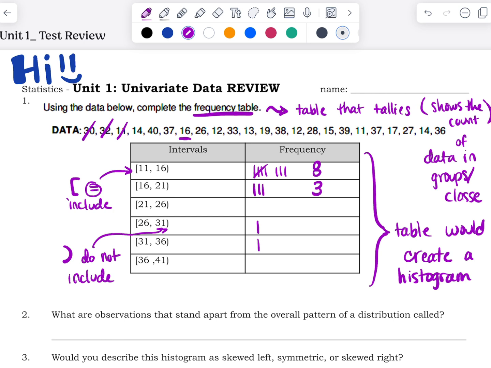There are actually none. There are no numbers between 21 and 26, so 0. Then 1, 2, 3, 4 values in between 26 and 31. Then 2 values in between 31 and 36. And then 5, I believe it's 6 between 36 and 41. Okay, so if you did all your math right, those should be the answers you got.